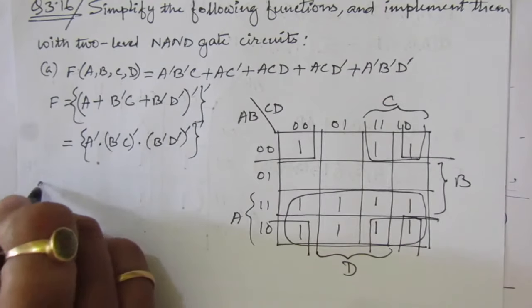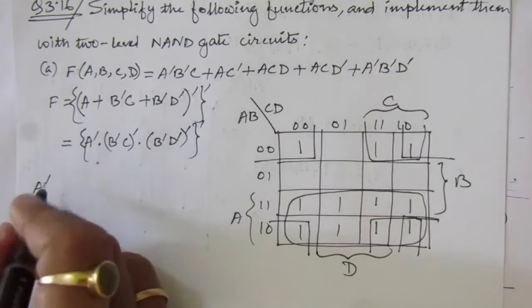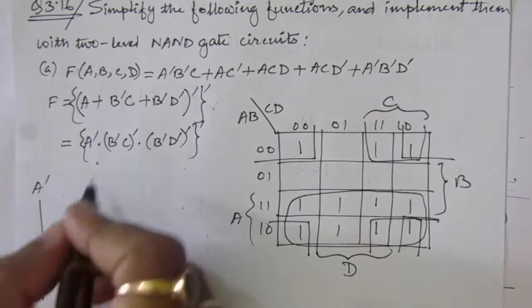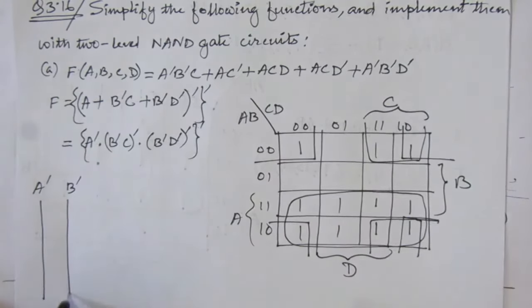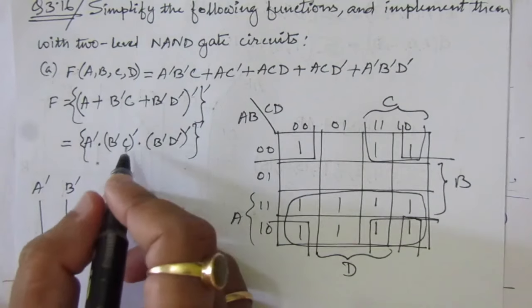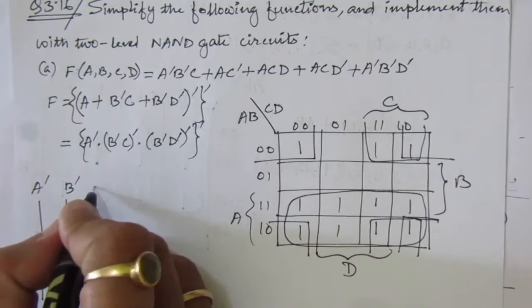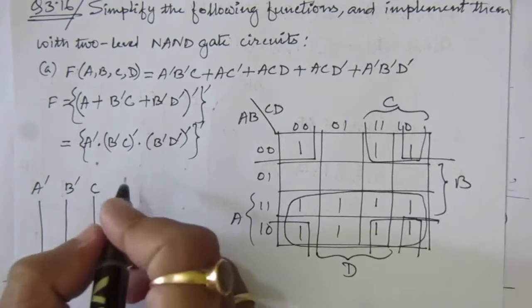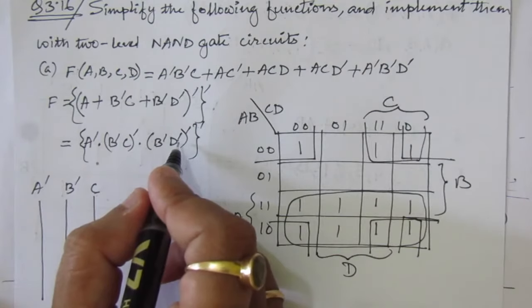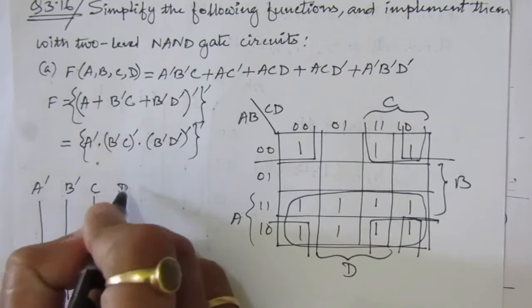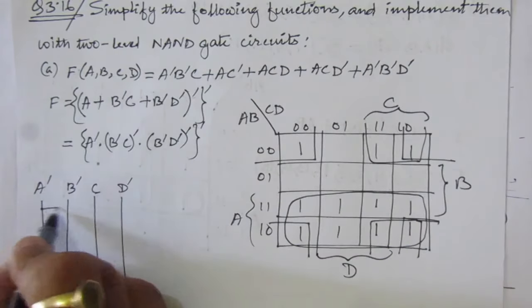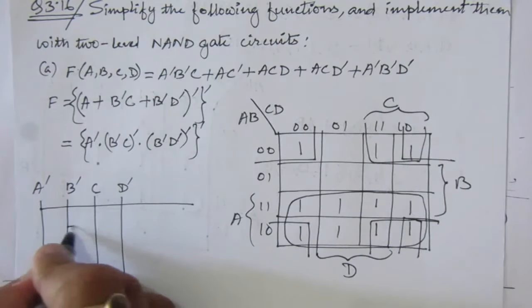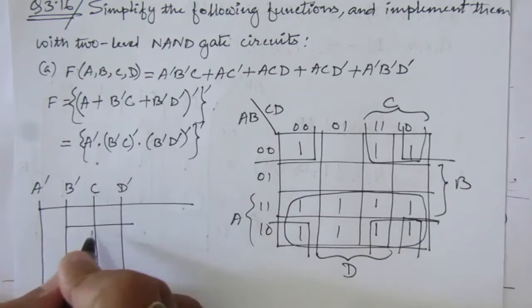Now let us draw the logic diagram from this function. We have A bar; we can see that A bar is only there, so this is the A bar line. Then we have B bar, so B bar is this line. We do not have B. C we have, so C is this line. And we have D bar, this line. So A is this one. B bar C: B bar is this one, and then B bar C whole bar.